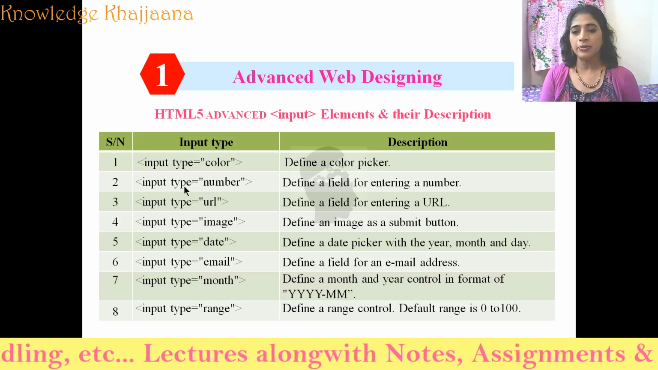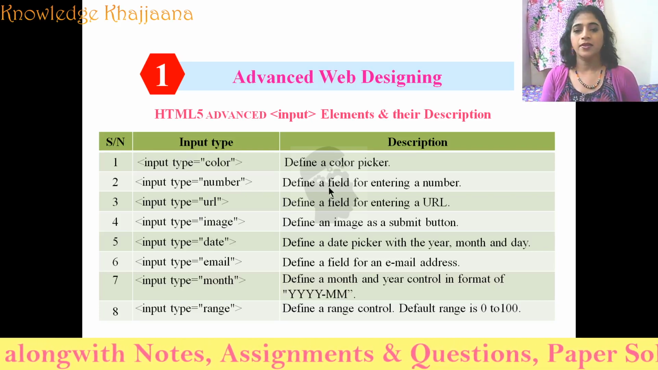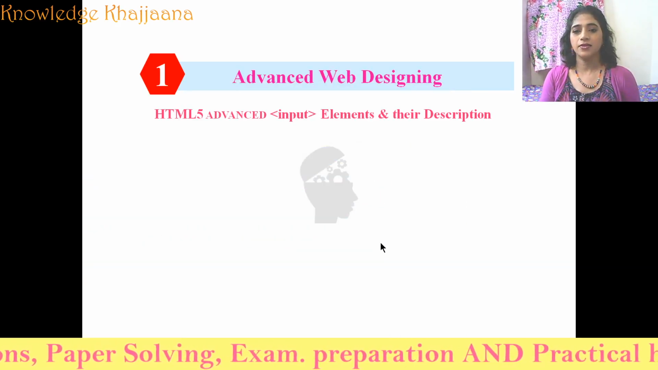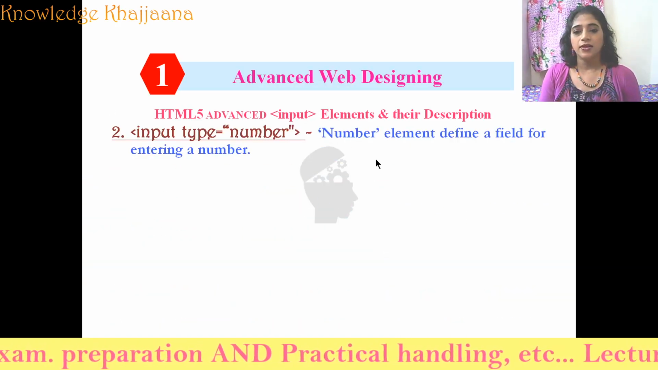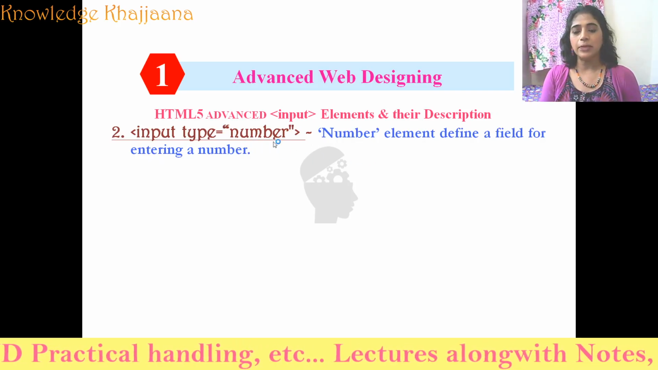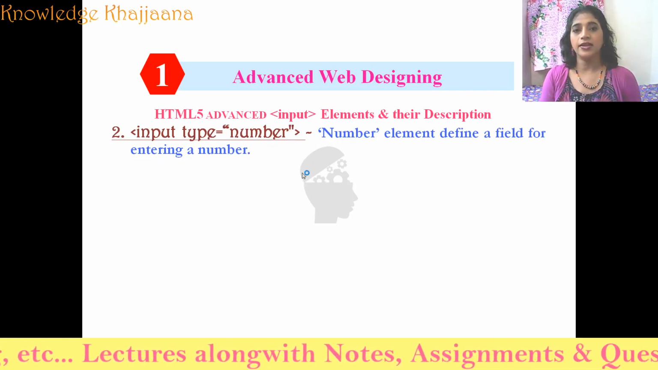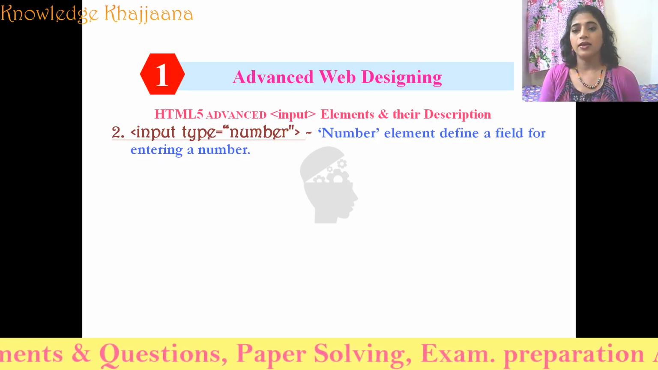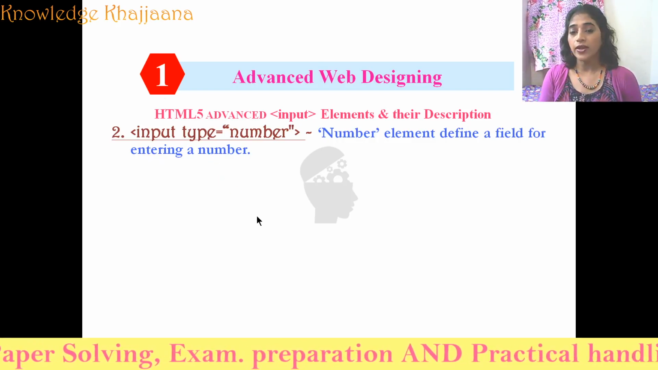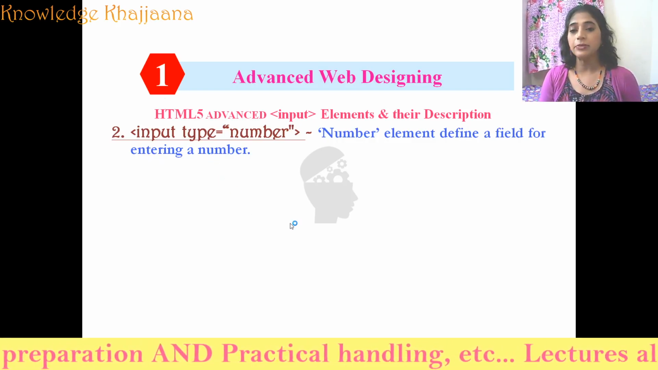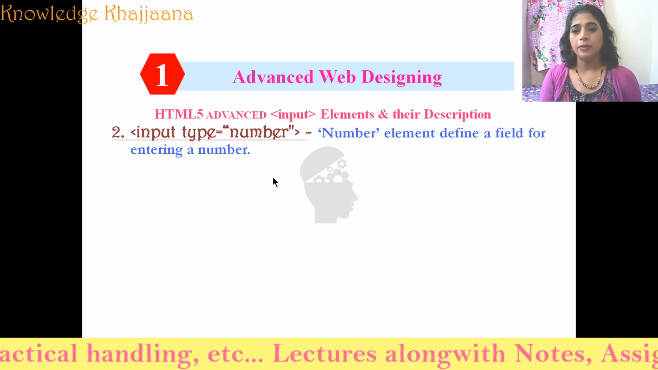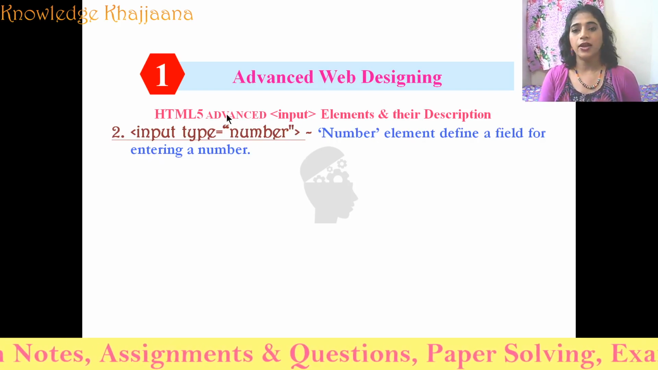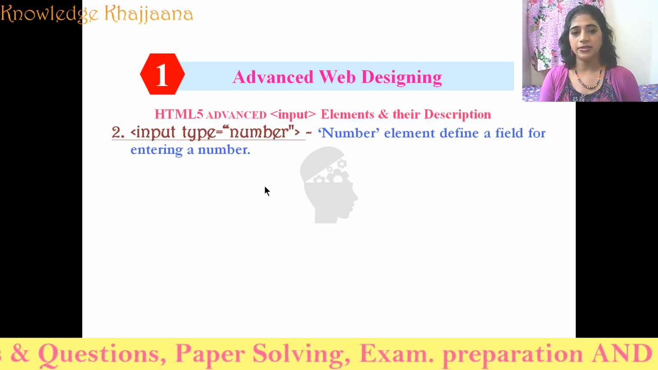The second input element, that is input type is equal to number. It defines a field for entering a number. See, when you use input type is equal to text for entering any kind of data like characters, text, numbers, symbols, anything, there was no validation. Means in input type is equal to text, you can enter anything. But if you want to enter specifically a number only, then this advanced element has been provided by HTML.